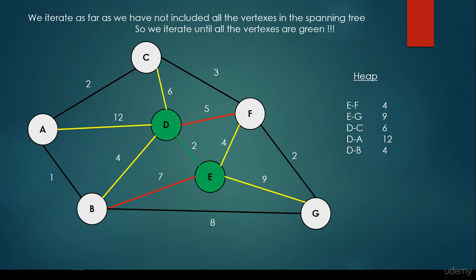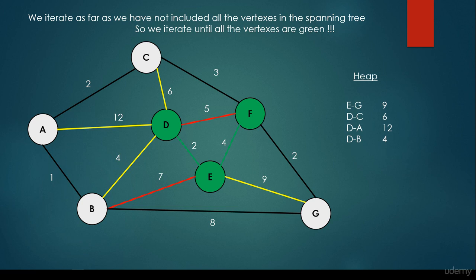Okay, then we iterate as long as we haven't included all the vertices in the spanning tree, so we iterate until all the vertices are green. We get the item from the heap, which returns the edge with the minimum edge weight. It is 4. As you can see, there are two edges with weight 4, and we can choose between them at random. For example, I'm going to choose the E-F edge. So we visit F and consider it part of the minimum spanning tree with the E-F edge. And of course we remove E-F from the heap.